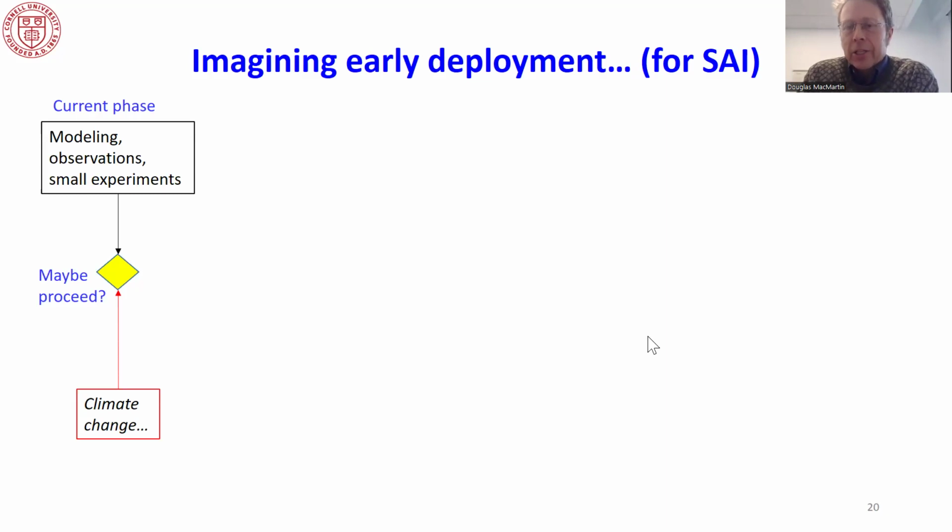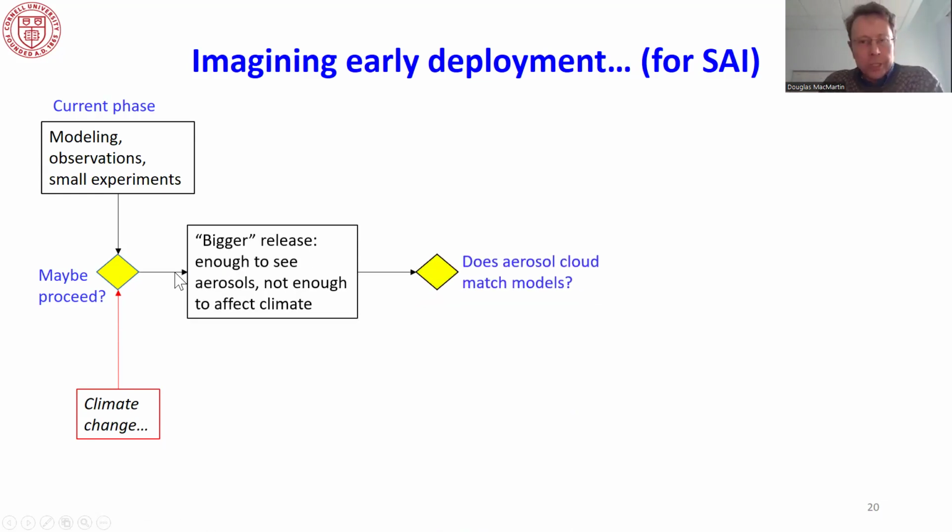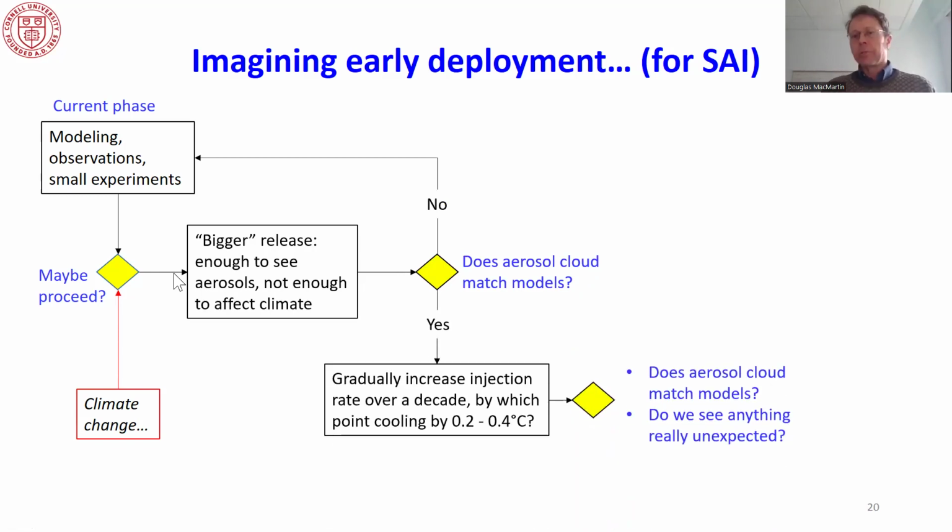First, I want to make clear where we might be headed. Right now, all we're doing is modeling and observations, maybe some small experiments, to ultimately get to a point where one makes a decision. My guess is nobody's going to decide to go do anything as long as climate change looks like it does now. If climate change starts looking more severe, you start by putting some aerosols into the stratosphere. You compare that with climate models. If your climate models are completely out to lunch, you'll probably stop and revisit. And if that matches climate models, then you get some degree of confidence and you proceed.